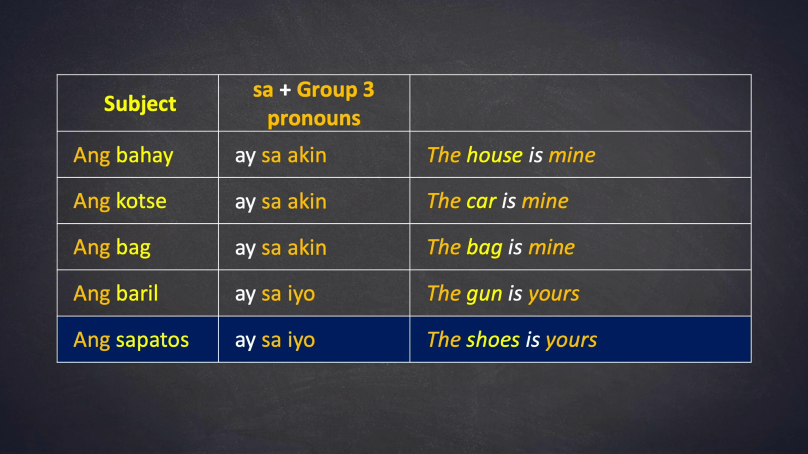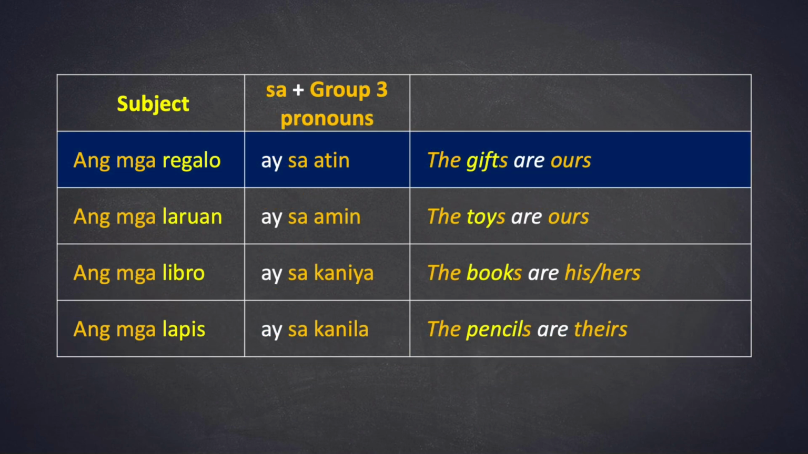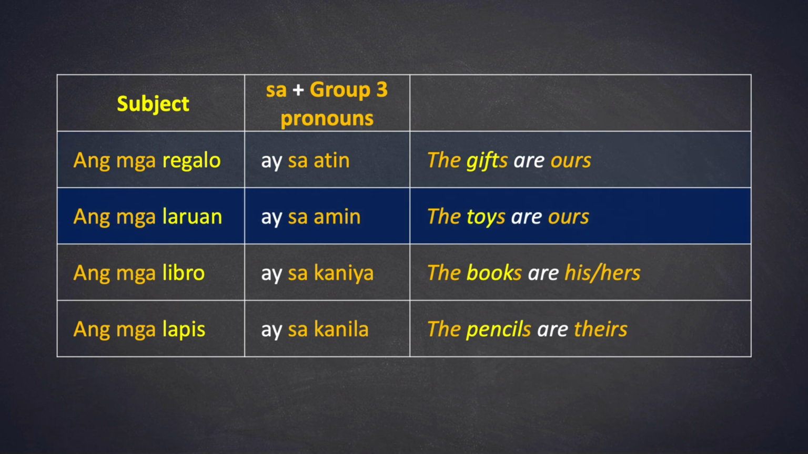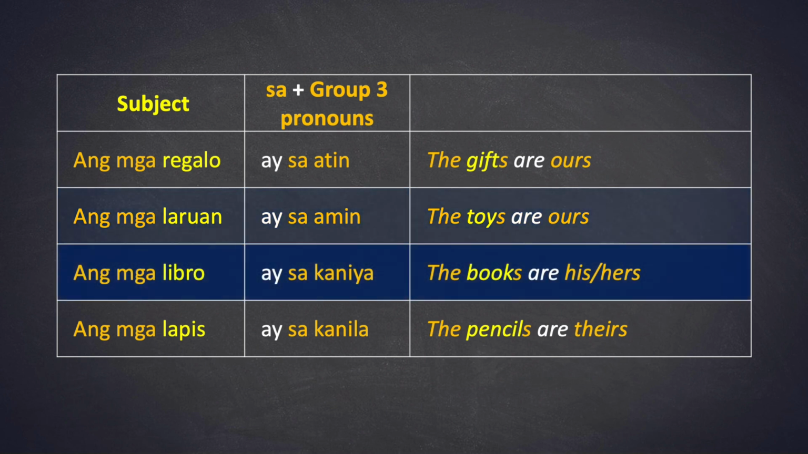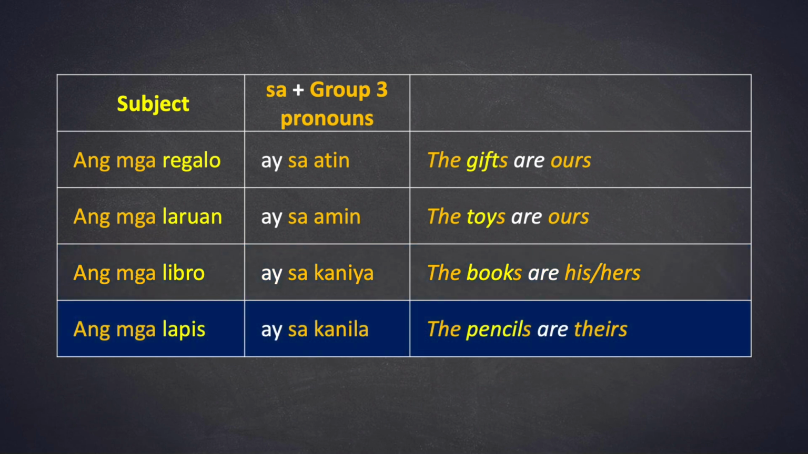Let's try the pattern with plural subjects. Simply add the marker mga. Ang mga regalo ay sa atin. The gifts are ours. Ang mga laruan ay sa amin. The toys are ours. Ang mga libro ay sa kaniya. The books are his or hers. Ang mga lapis ay sa kanila. The pencils are theirs.